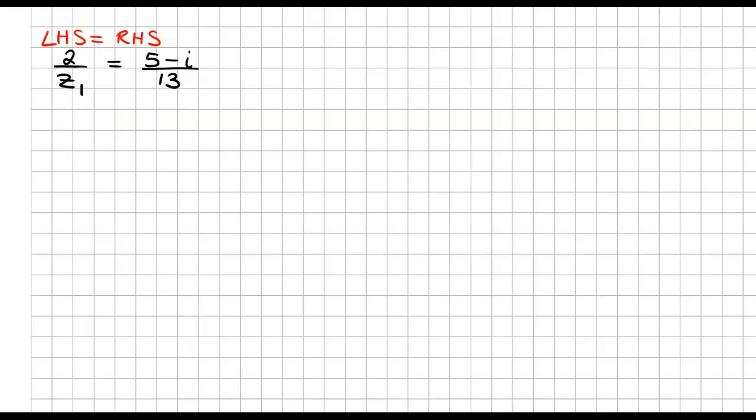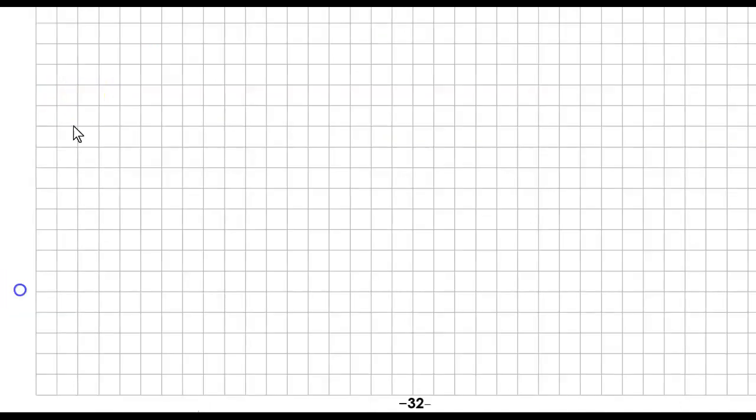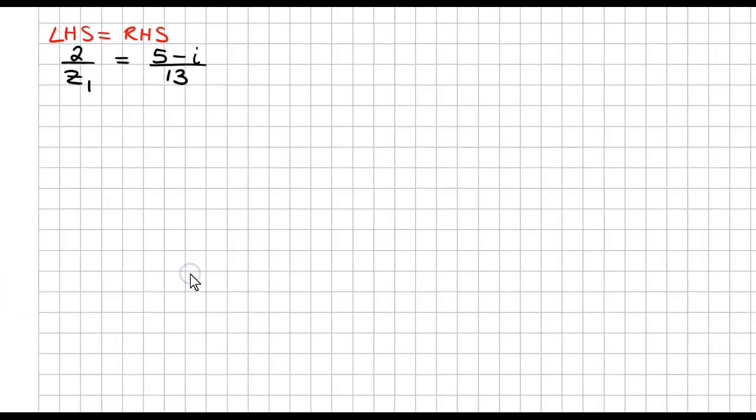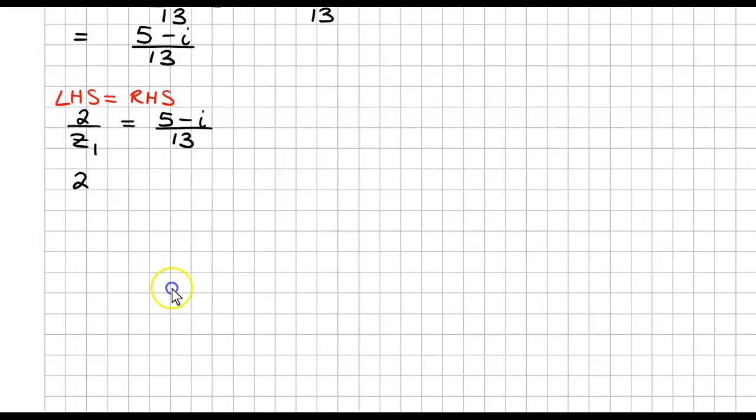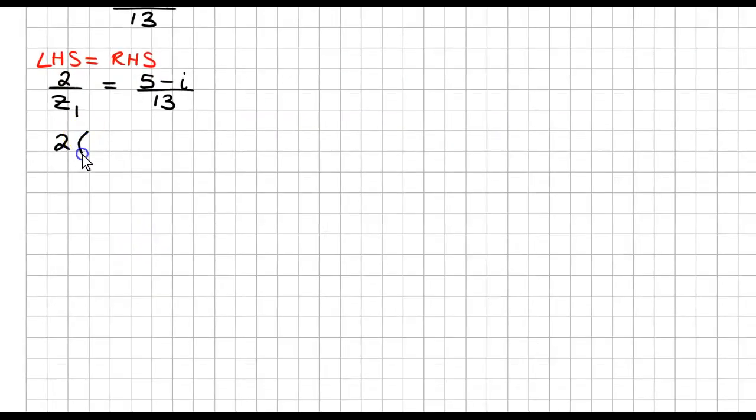If it's divided on this side, it becomes multiplied on the other side. And the 13 is divided on this side, so it becomes multiplied on the other side. So this is 2 times 13 equal to Z1 times 5 minus i. By doing this we've created a situation where we have 5 minus i multiplied by Z1. We don't want that either. We want the Z1 on its own.